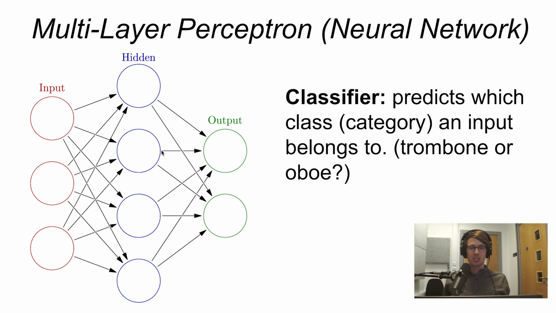In this video, we're going to use a multi-layer perceptron, which is a type of neural network, to classify an incoming sound as either a trombone or an oboe. Neural networks can be used for a lot of different things. Classification is one of them. When we do classification, we are predicting, identifying, categorizing, or classifying which category an input belongs to. And in this case, our categories are going to be trombone tones and oboe multiphonics.